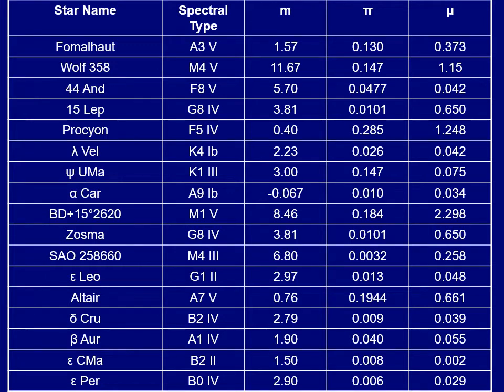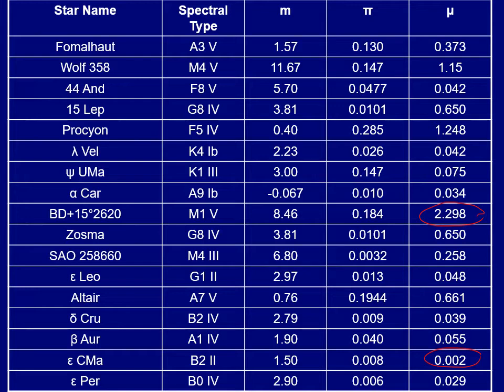The symbol for proper motion is a lowercase Greek mu. Okay, so it's in the right-hand column right here. And so these are the proper motions. The biggest number is going to be the fastest moving star with the biggest proper motion, and the smallest number on that table will be the one with the lowest motion. Now, the proper motion is how fast the star looks like it's going side to side.